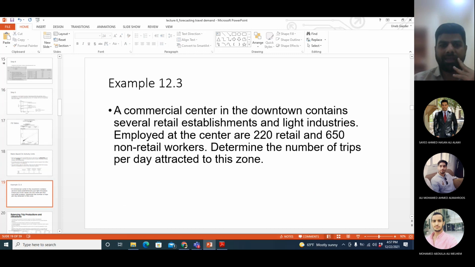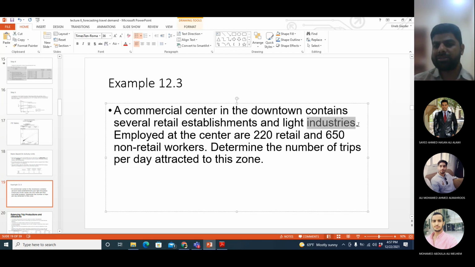So let us do one small example. A commercial center downtown contains several retail establishments and light industries. Employed at the center are 220 retail and 650 non-retail. The non-retail are working in the industries, and these 220 are working in the retail shops. Cold stores are retail shops, malls are retail shops. Find out the trips attracted per day to this zone.